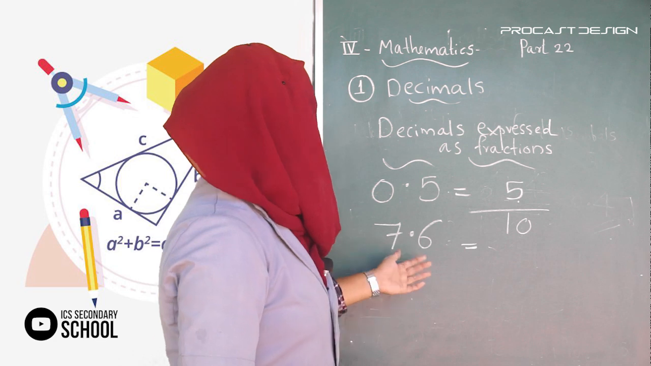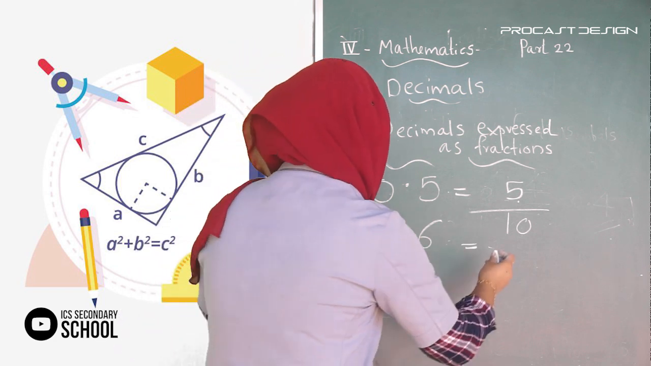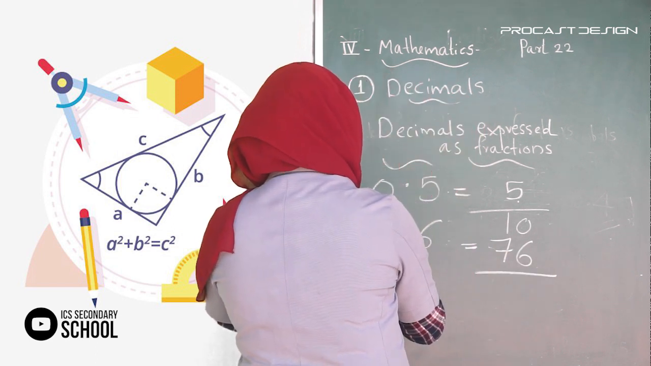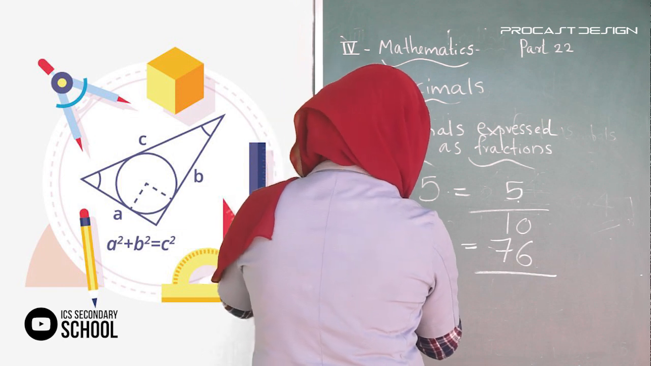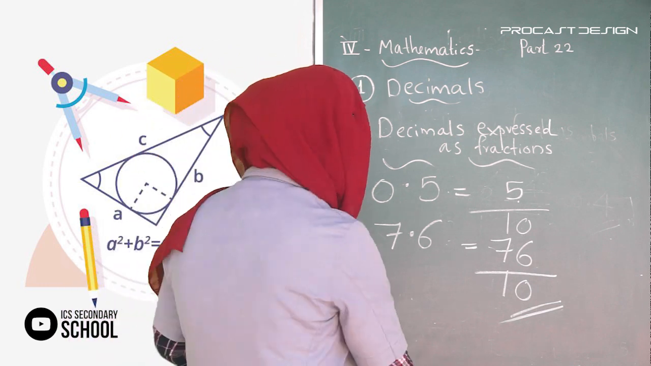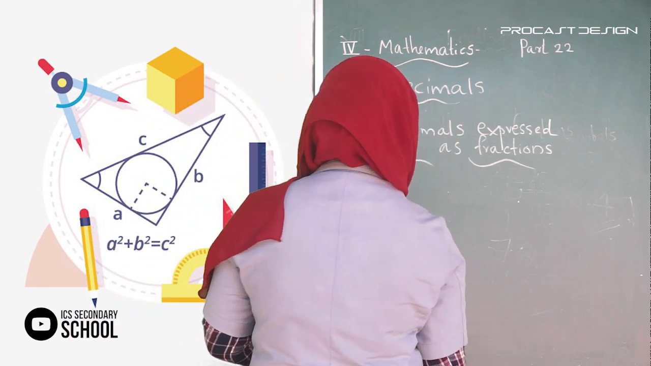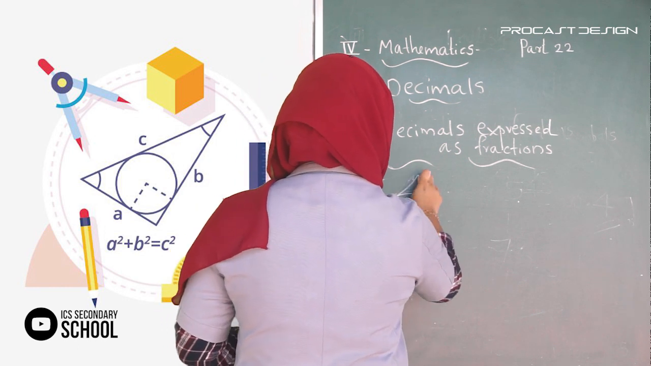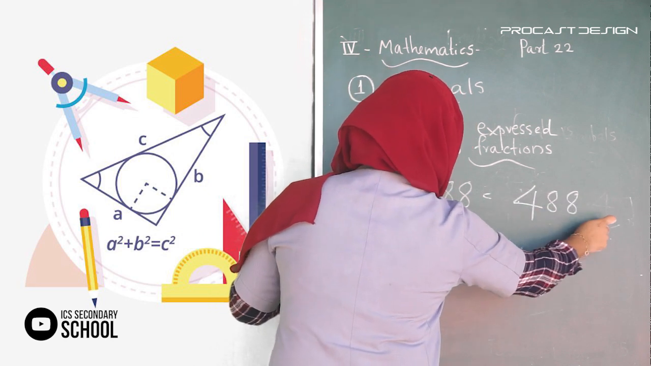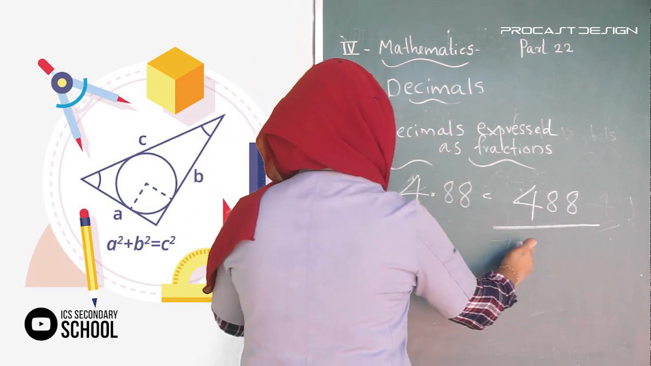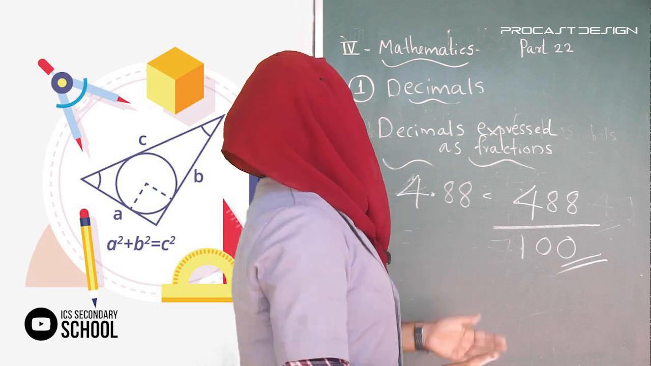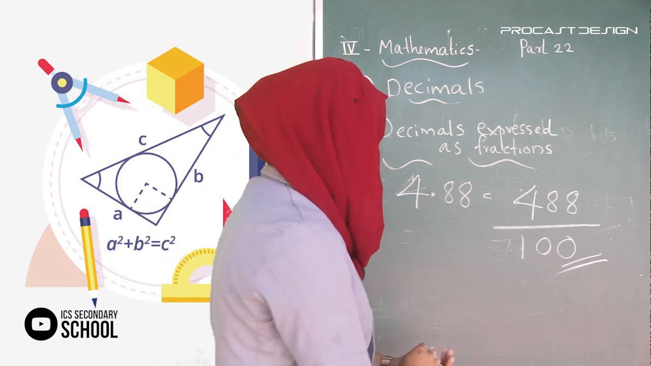7.6. How to express this decimal number as a fraction? First you write the number without the point. How many digits after the point? Only one, so 76 by 10. Is it clear? Next, 4.88. First you write the number without the point. How many digits after the point? 2 digits, so 2 zeros are there. Is it clear? So this is how to express decimals as fractions.